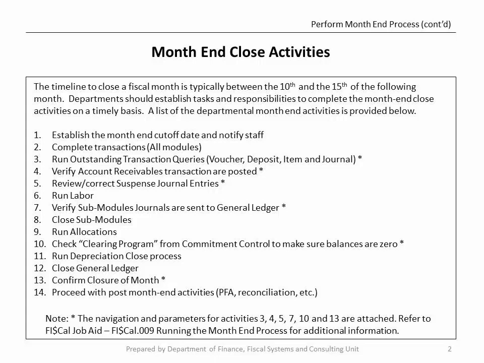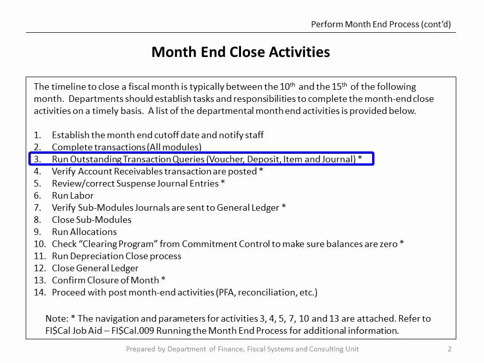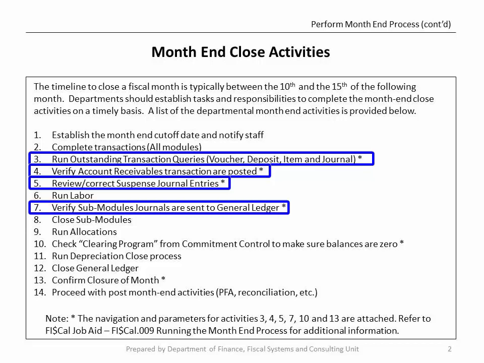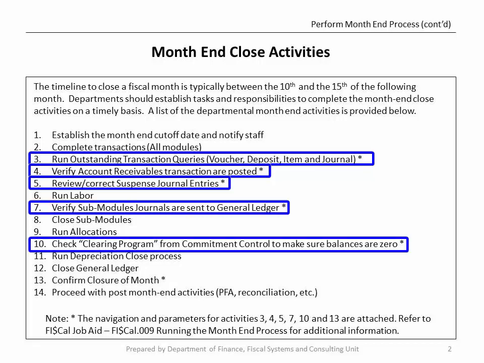For this presentation, we will focus on showing the navigation and parameters for activities 3, 4, 5, 7, 10, and 13. Those are running outstanding transaction queries, verifying accounts receivable transactions are posted, reviewing and correcting suspense journal entries, verifying submodule journals are sent to General Ledger, checking the clearing program from commitment control to make sure balances are zero, and confirming closure of the month.